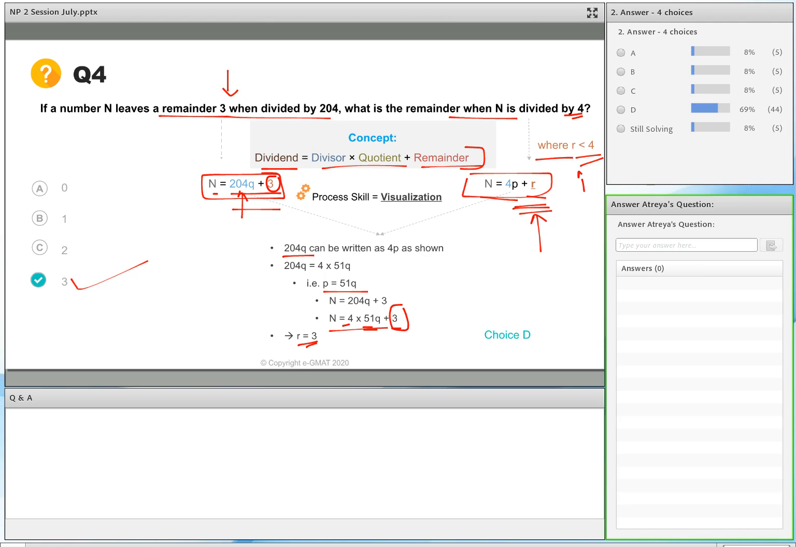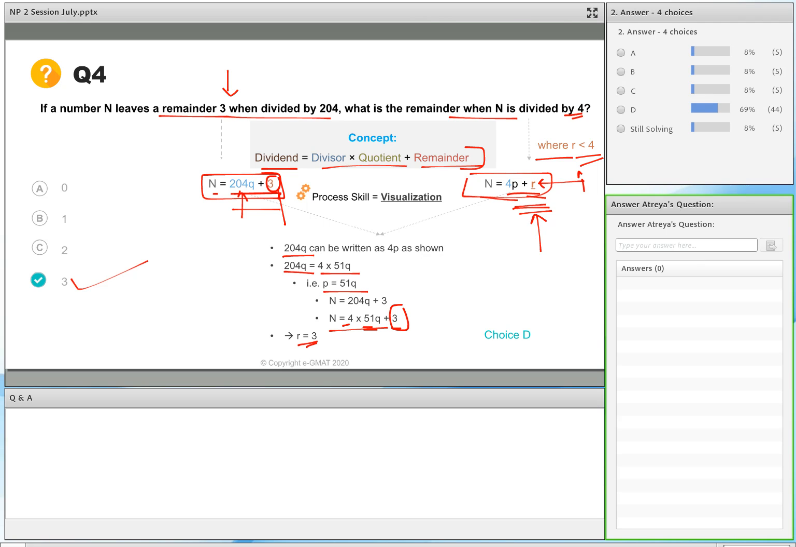I have n equal to 204q plus 3. I need to write n in the form of 4p plus r, where r is less than the divisor. The moment I get this, I'll reach the final answer. So I try to write 204q in terms of 4 times p. Because again, 3 is a number that cannot be divided by 4, so I'm not taking that into consideration.